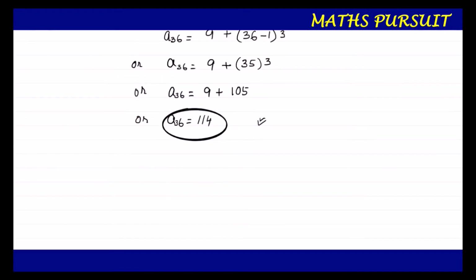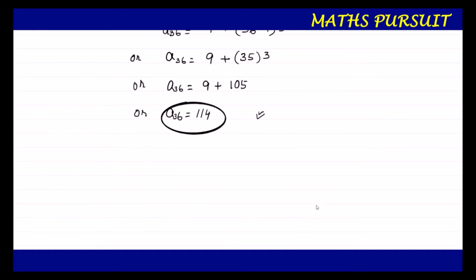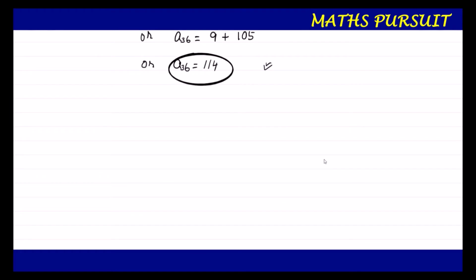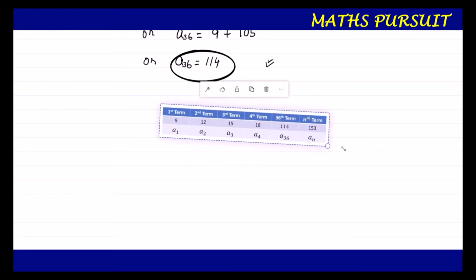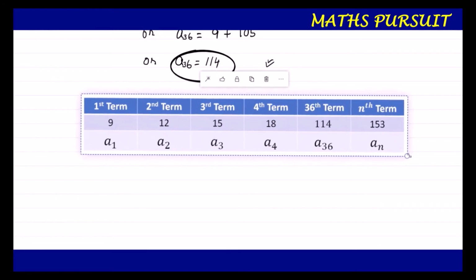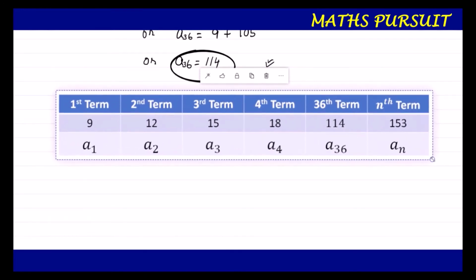So guys, you could see that we got the value for the 36th term as 114. After getting the value of a36 as 114, again I am going to put this value in a tabular form with the existing arithmetic progression, and we will try to find out the second part of the question. Now if you look here, I have drawn one more table with the previous data as well as with the new data that we got.